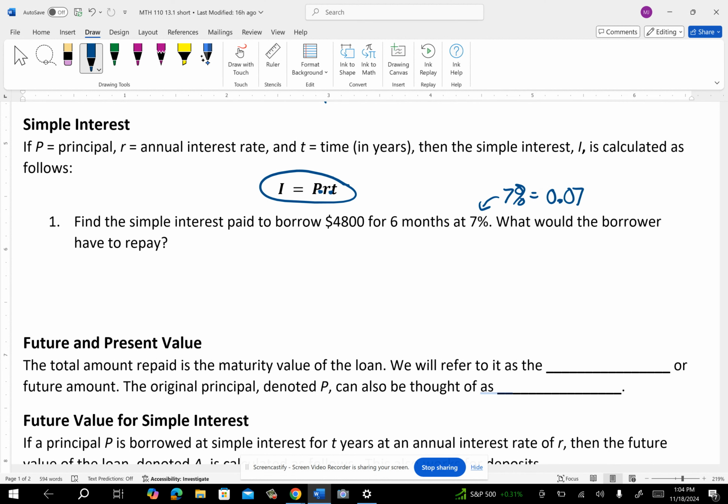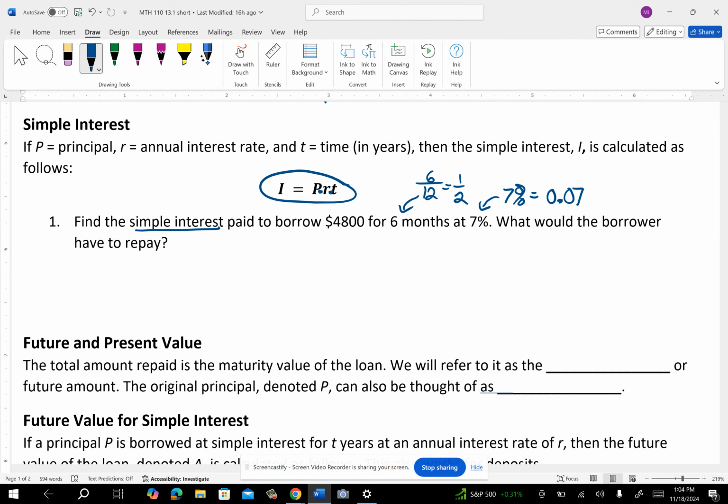Then also, if you're given a time and it's in months, you're going to have to convert that to years, because the interest rate is assumed to be per year. So you need the time in years. So if it's 6 months, that would be half a year. You could do 0.5 or 1/2. Then we're just going to answer these two questions.